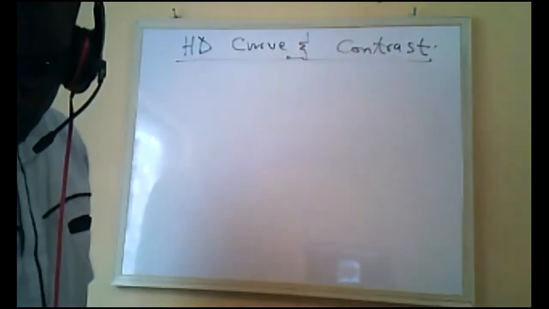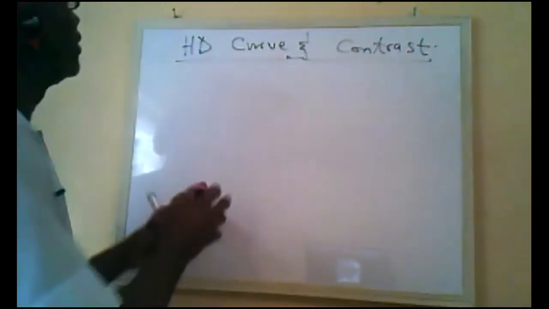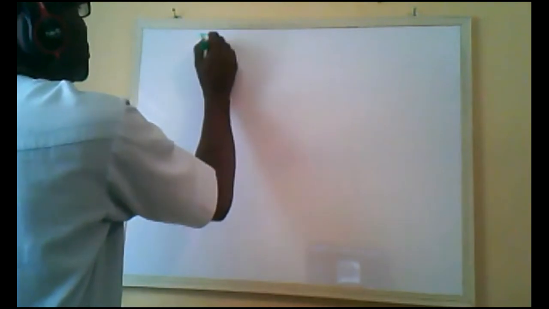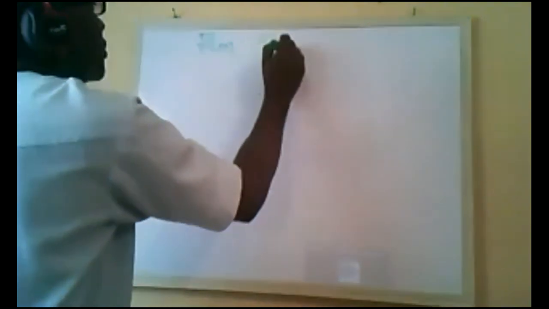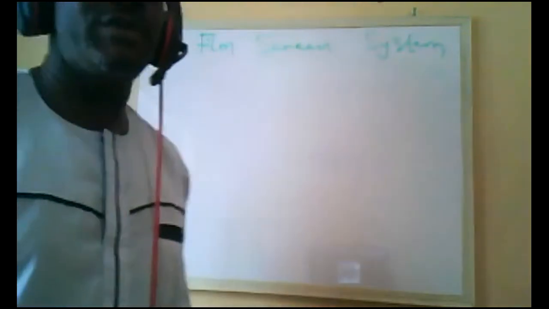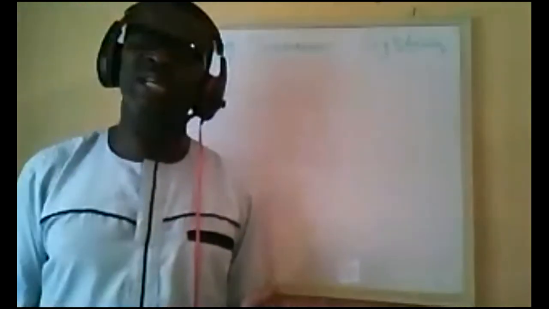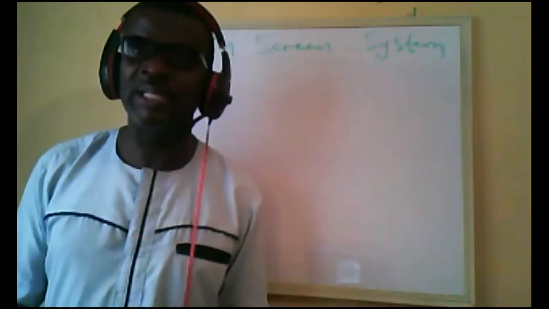So that is that. We now look at the whole film screen system as a whole. The film screen system. We don't buy the film alone; we are purchasing a screen film. They are bought together, the film and the screen that matches it. But there are so many things we need to consider.